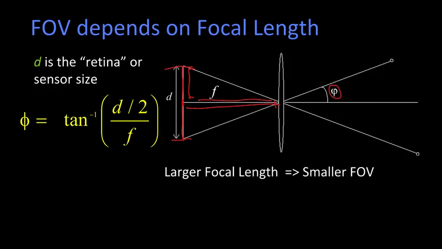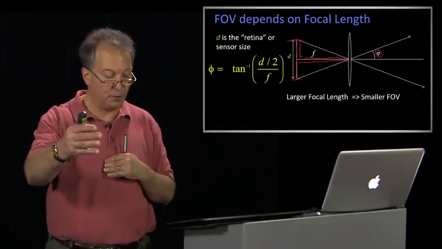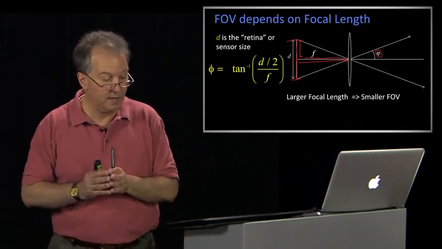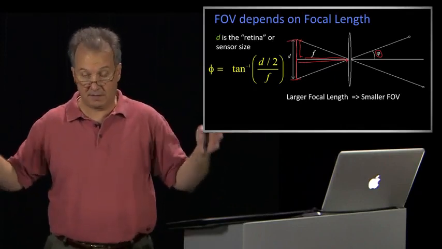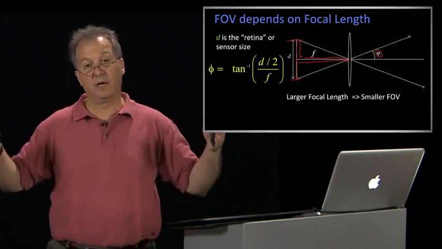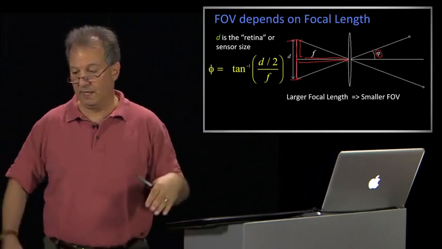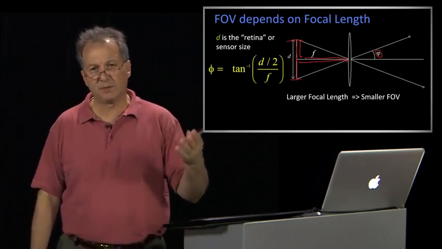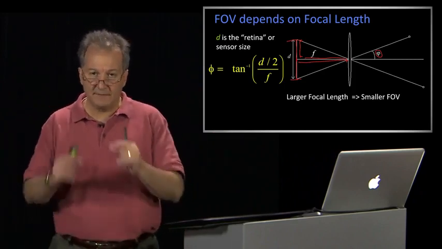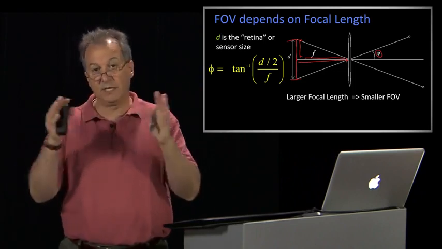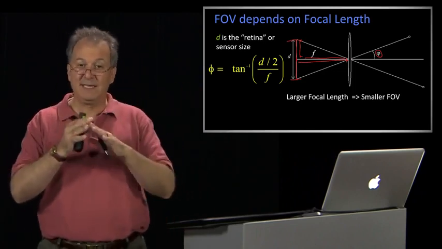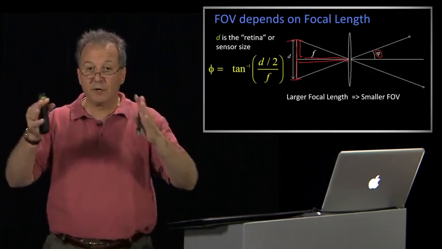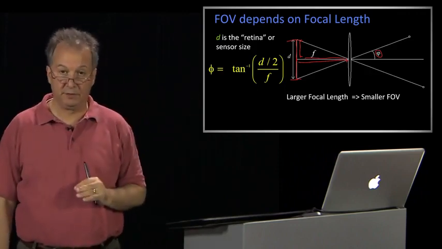So basically, the bottom line is the longer the focal length, the smaller the field of view. The bigger the imaging surface, the bigger the field of view. In fact, what's sometimes called medium format photography, instead of using tiny little sensors, they use much bigger sensors, so they can still put a lot of pixels but over a much bigger area. That gives them much wider fields of view.